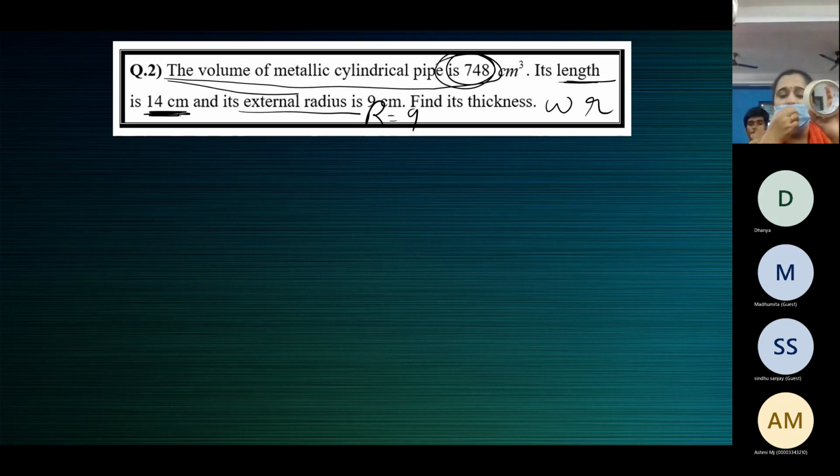So how can we find the thickness? We'll find the inner radius. Once you find the inner radius, you can find the thickness. Simply substitute in the formula. That's all. See, how do we do this? The first equation you have to write is very important.